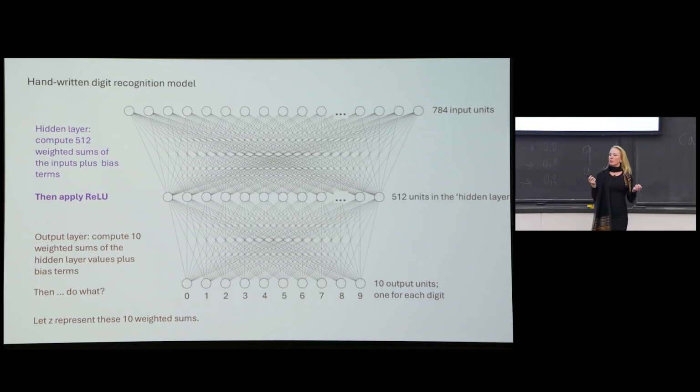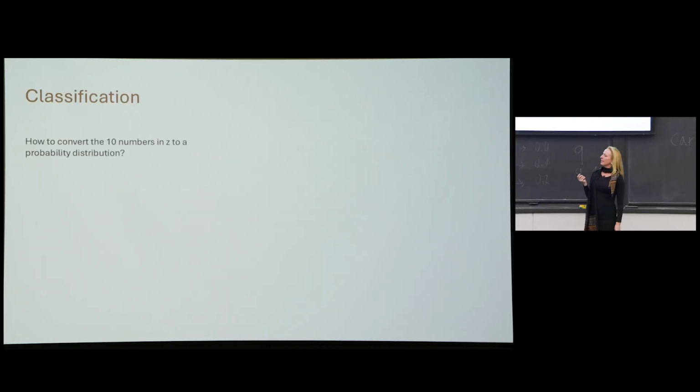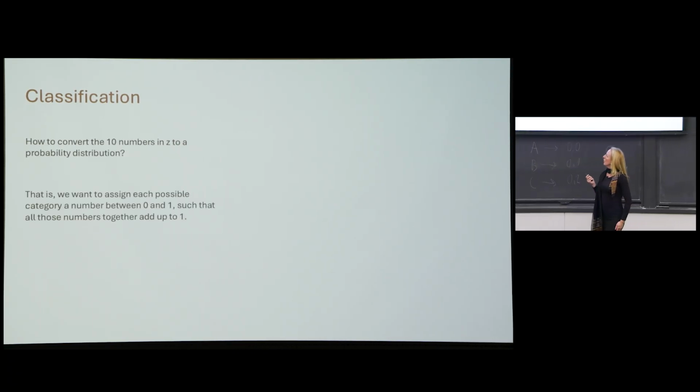I'm going to call these 10 weighted sums Z, just so I have some way of referring to them. So how do we convert these 10 numbers in Z to a probability distribution? How do we get these 10 numbers, which can be anywhere, negative, positive, tiny, large, to behave themselves so that they add up to 1 and none of them are negative?